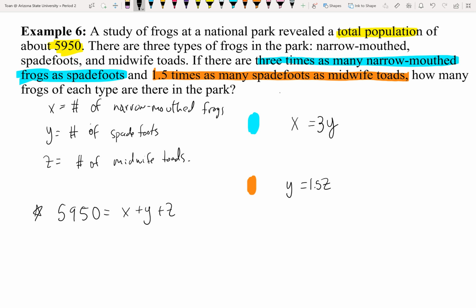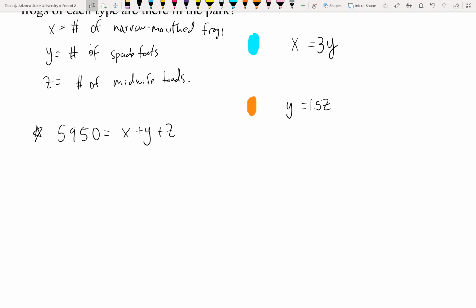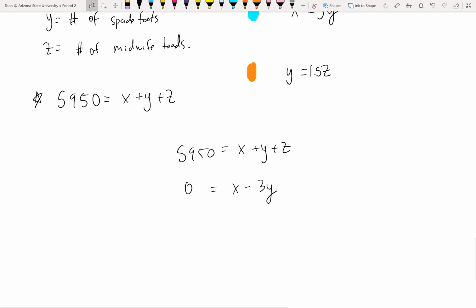Now, of course, I want to set it all up. I want it to be lined up. So the system that we're solving would be 5950 equals x plus y plus z. For the blue equation, let's go ahead and subtract the 3y over, so we have 0 equals x minus 3y. And for the orange equation, let's subtract the y over, so we have 0 equals negative y plus 1.5z. That should be the system that you're solving.